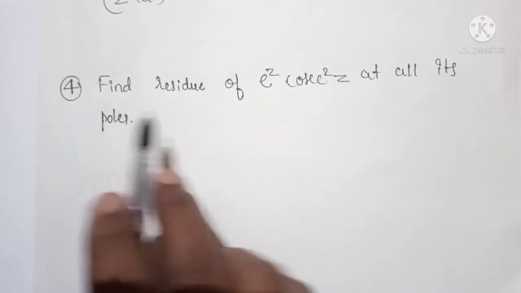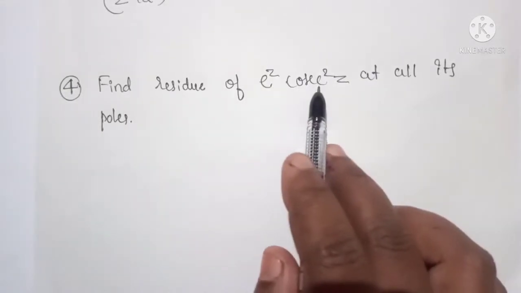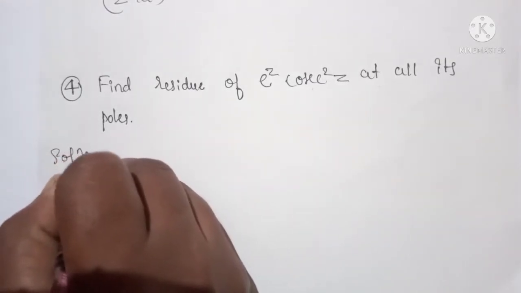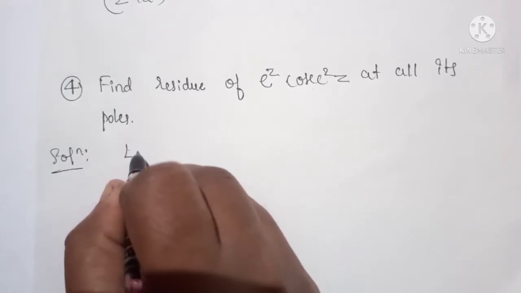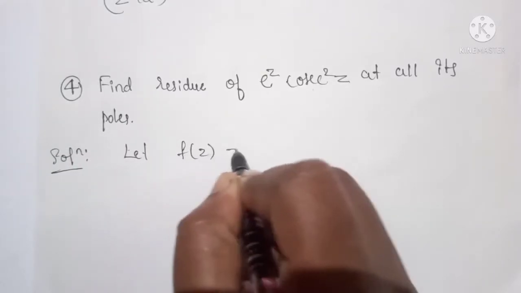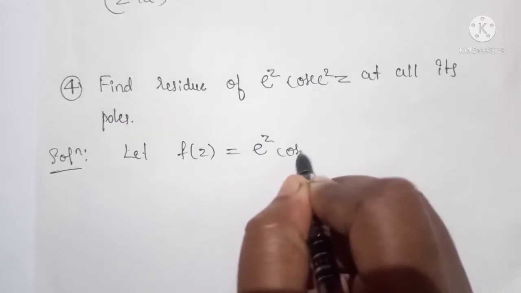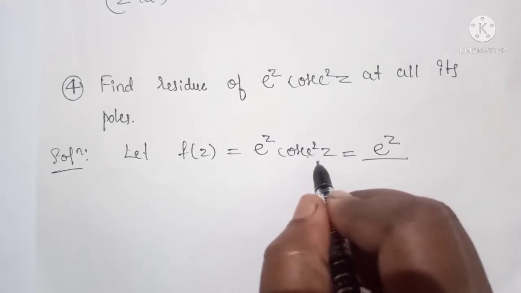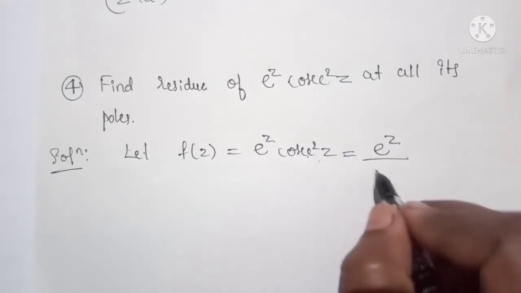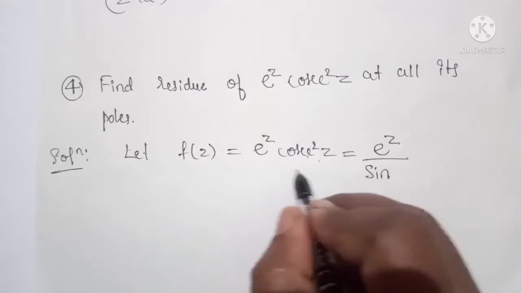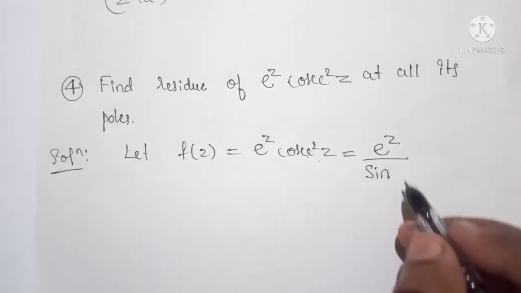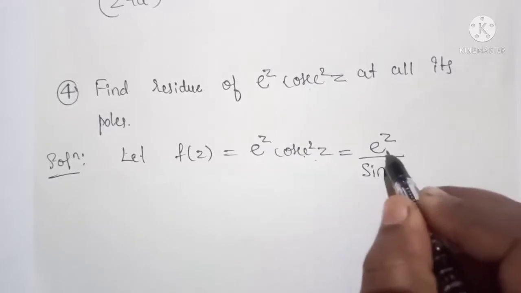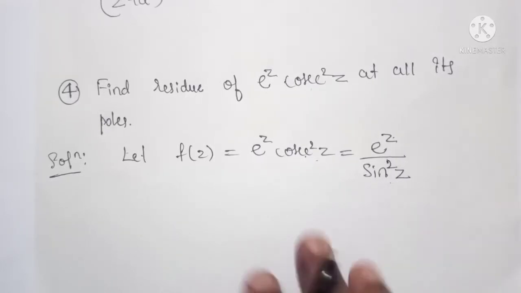Next problem: find the residue of e raised to z cosec square z at all its poles. Solution: first, the given function can be written as f of z equals e raised to z cosec square z. Cosec square z can be written as 1 by sin square z, because cosec theta equals 1 by sin theta. Therefore it can be written as e raised to z divided by sin square z.